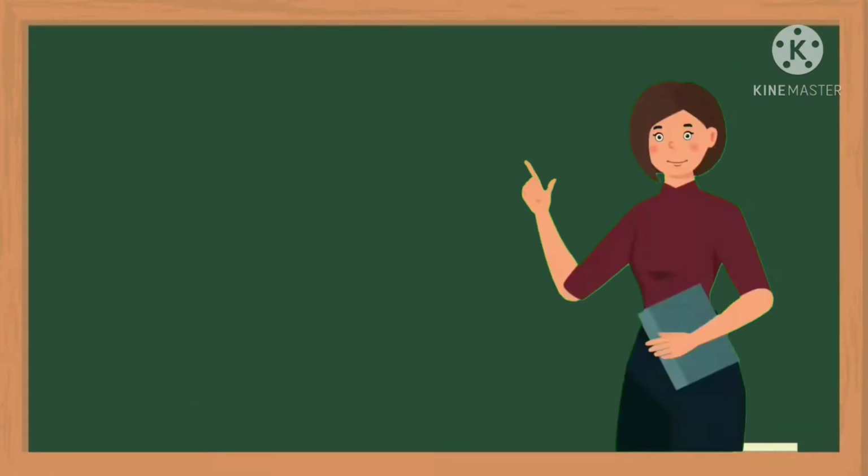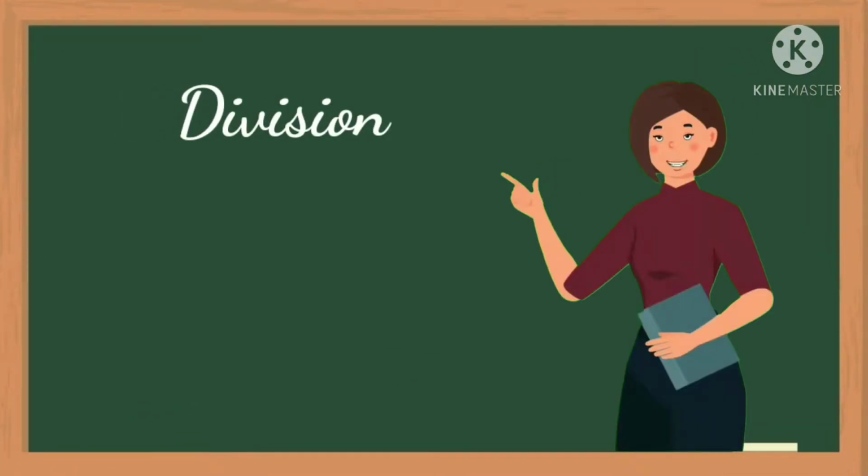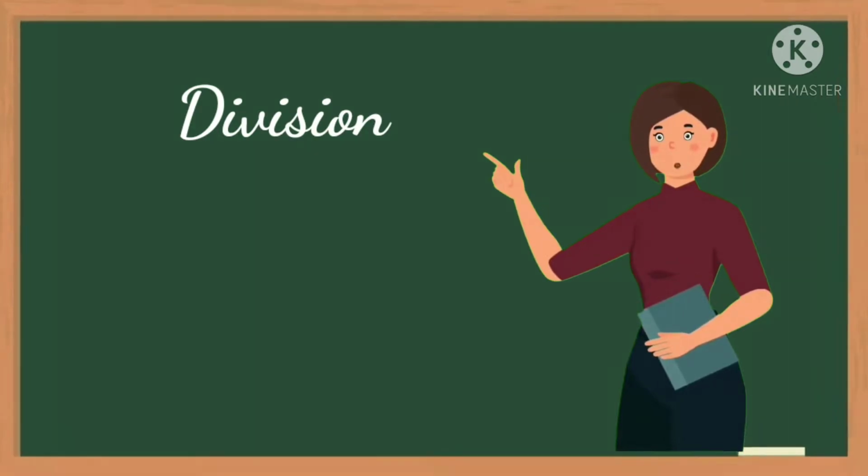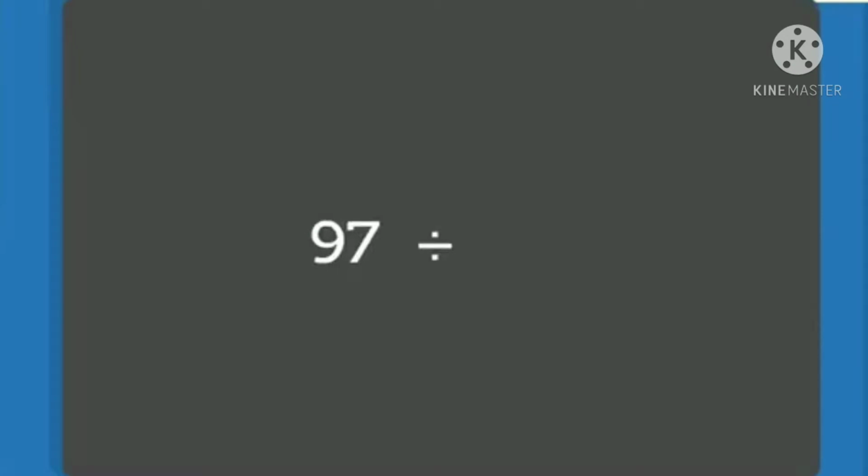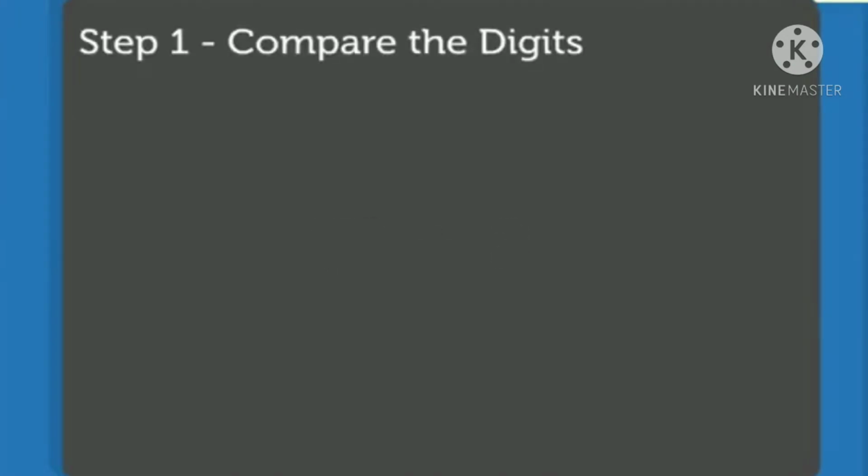Hello, children. We are learning about division. Last class we finished two-digit division. Let's continue from there and have a quick recap. 97 divided by 2. Step 1 is to compare the digits.